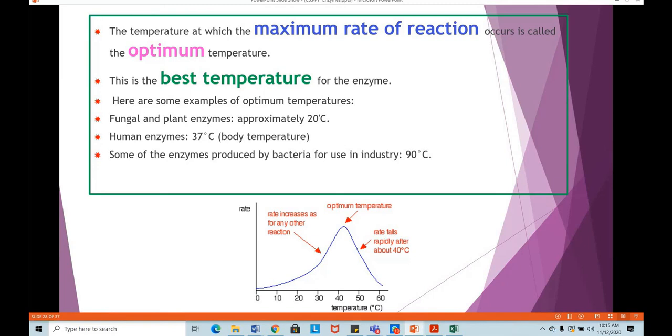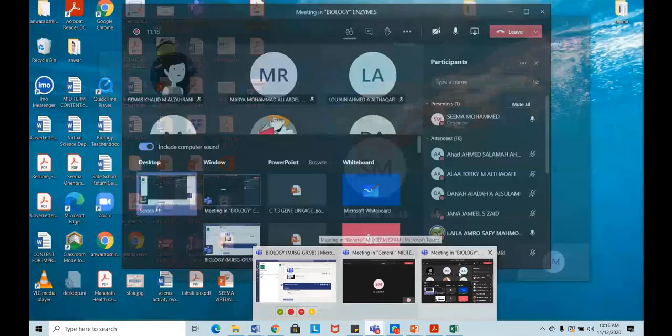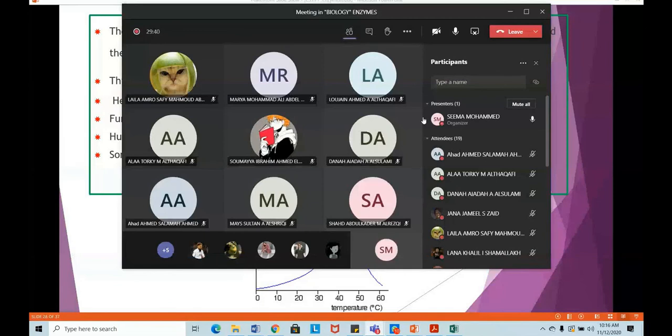And some of the enzymes produced by bacteria, the bacterial enzymes, are used in industry. You know, the bacterial enzymes are used a lot in the food industry these days, which are the beneficial bacteria, and they can work best at 90 degrees centigrade. So that is a temperature at which they can work best. All right, so these are the various examples, and this is how temperature affects the enzyme activity. Clear, ladies? Any questions? You may ask me if you have a doubt or question or anything. All clear?